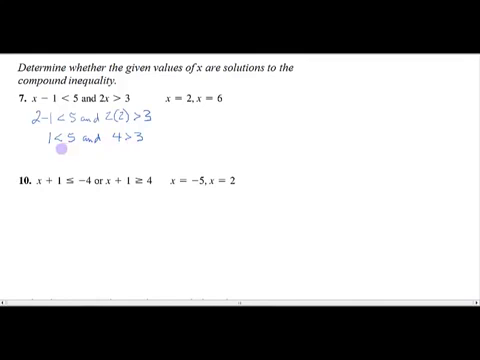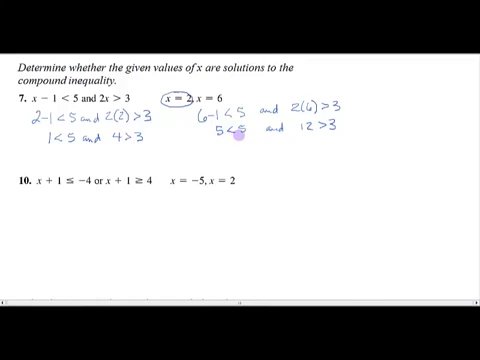Now 1 is less than 5 is true, and 4 is greater than 3 is true. I have to have both of those statements as true statements for that number 2 that I plugged in to be a solution. We do have that, so the number 2 is a solution. Let's try 6. 6 minus 1 is less than 5, and 2 times 6 is greater than 3. So I get 5 is less than 5, and 12 is greater than 3.